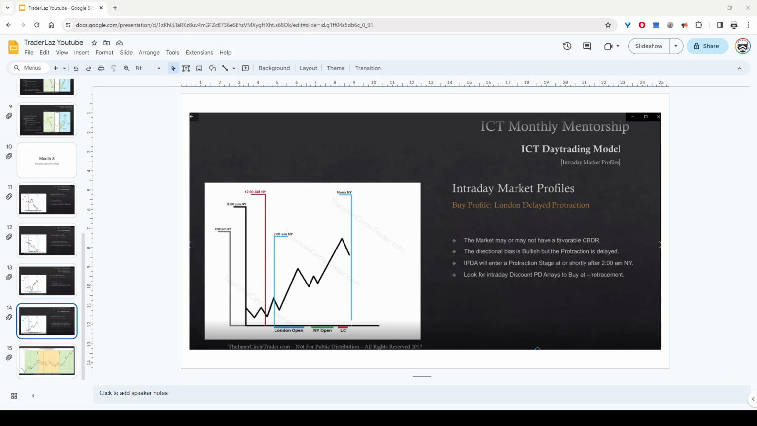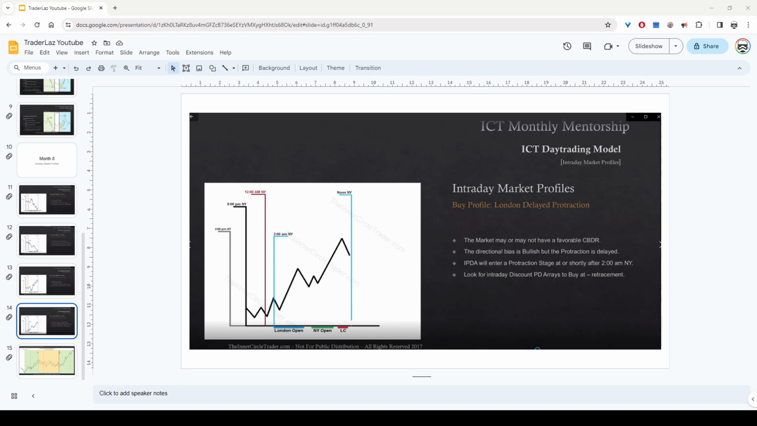So the way that you would use this and the models, you say, okay, well, I see the London range, both the low and the high was taken off London. I'm expecting both the low and the high to be taken of that range. I'm expecting that to be basically the play of the day.